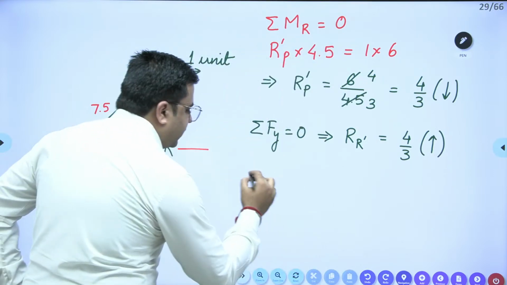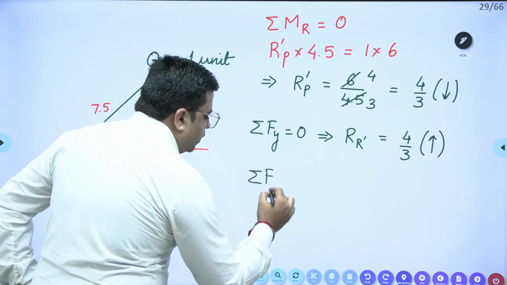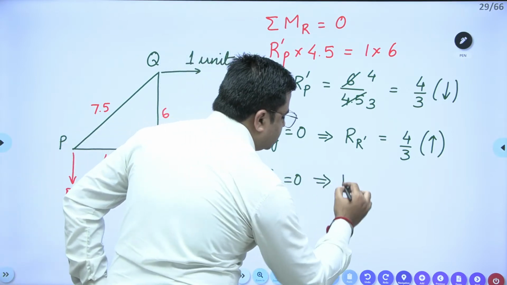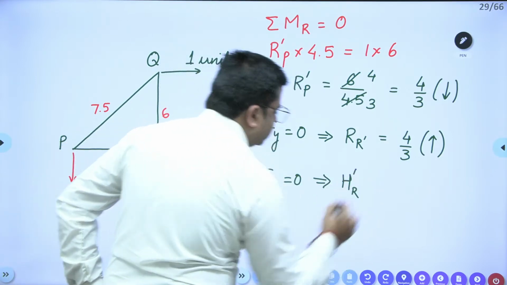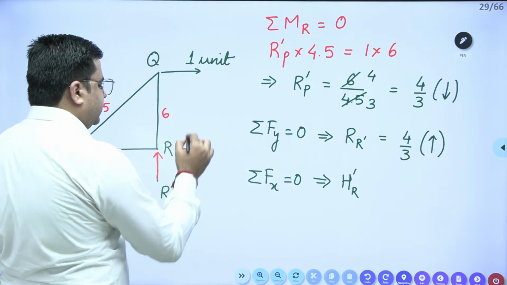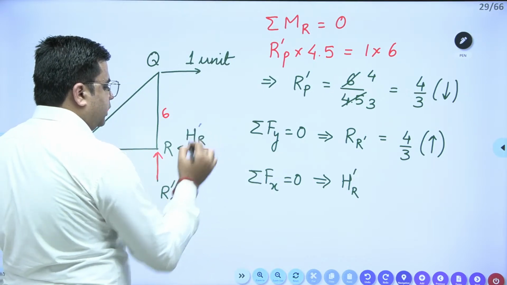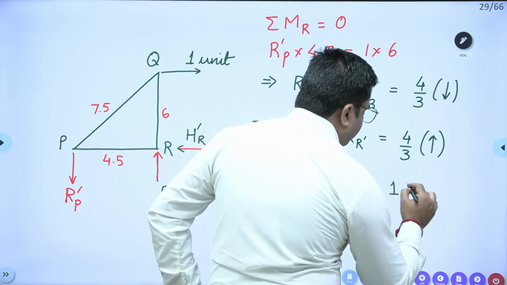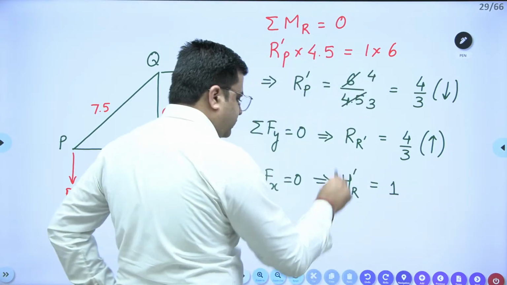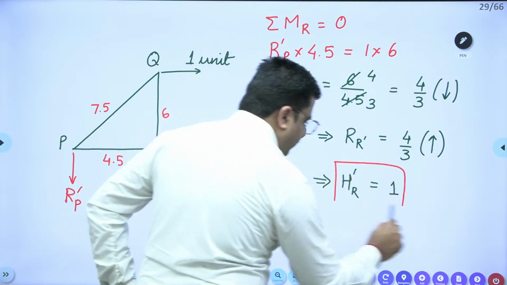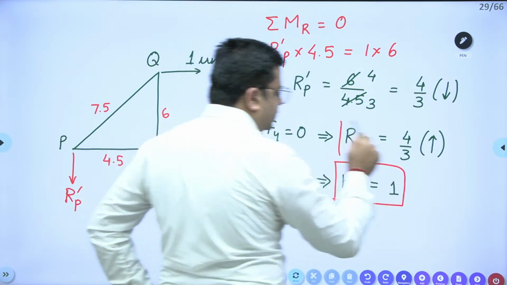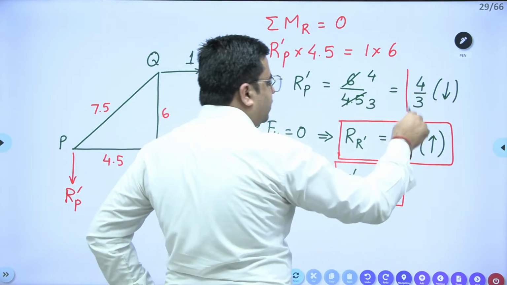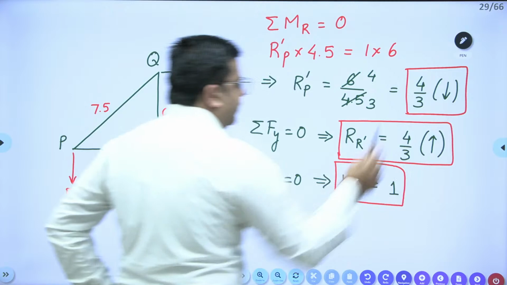Similarly, by considering the summation of horizontal forces to be 0, this HR dash is equal to 1 kilonewton. This HR dash is 1. So we have again calculated all the support reactions. After calculating all the support reactions, we need to calculate the member forces, or the K values, right?